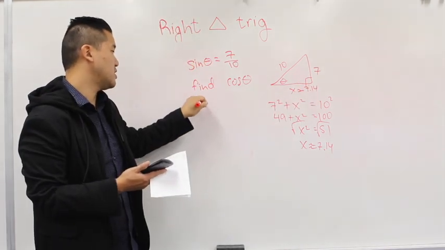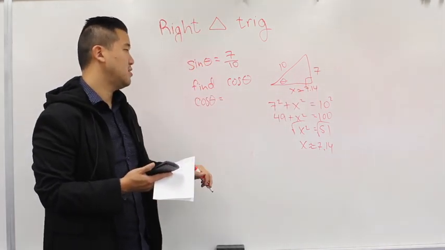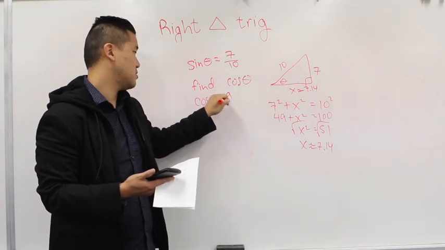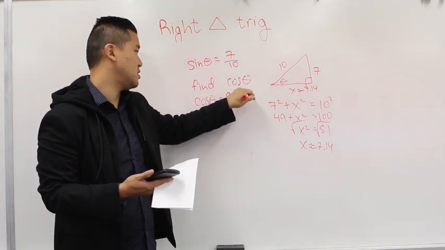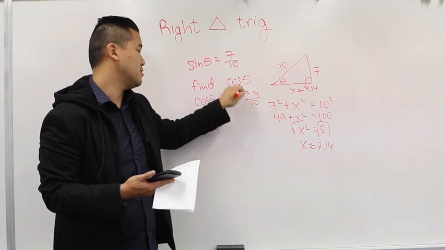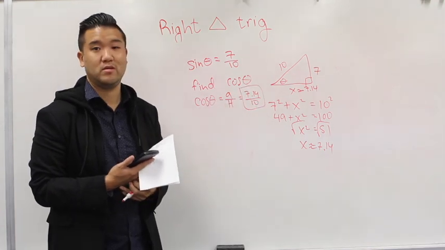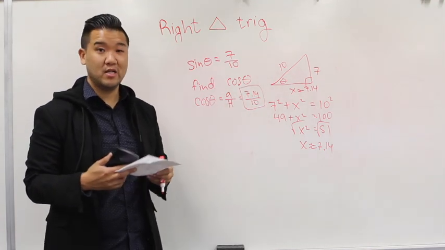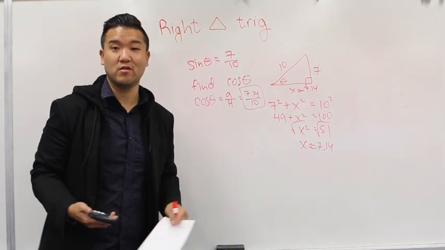So to find cosine, what is cosine of theta? It's adjacent over hypotenuse. So adjacent is 7.14, hypotenuse is 10, so that's my answer. All right, check your answers, make sure you got it right. We're almost there. Let's get to our advanced level.